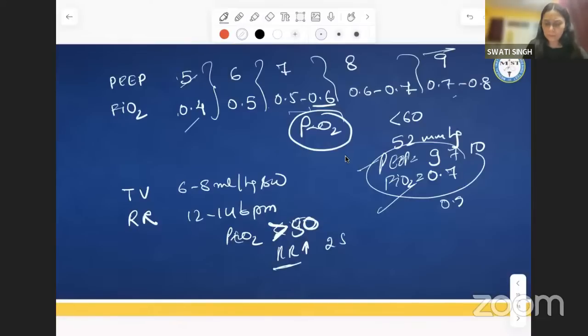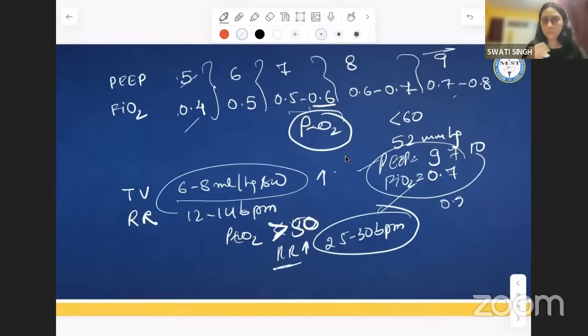If it reaches between 25 to 30 breaths per minute, I will not increase the respiratory rate further. What will I increase? I will increase the tidal volume. So this is how we balance. Till 30, I can increase the respiratory rate. Beyond 30, I will not, because expiratory time will decrease and there would be more risk of CO2 retention in the patient. So 30 breaths per minute is the maximum limit for increasing respiratory rate to increase the minute ventilation. Beyond that, we don't increase it.